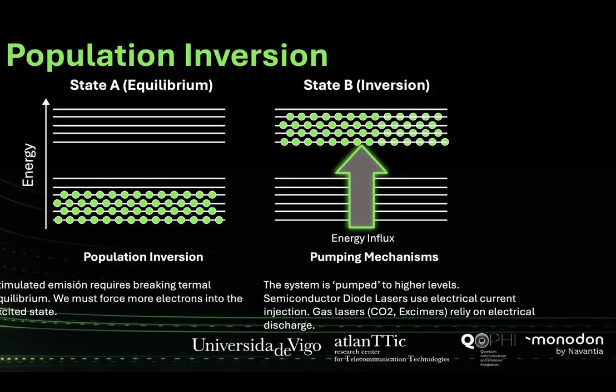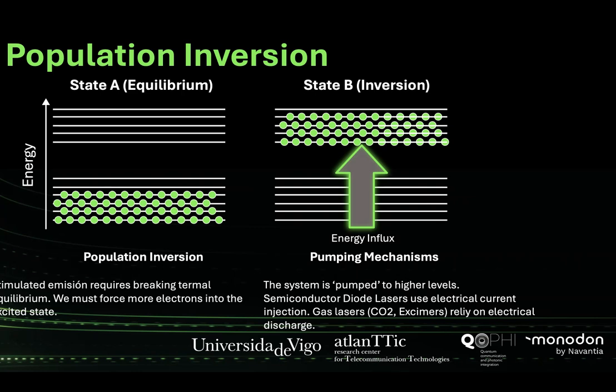Now we arrive at the core principle behind lasers. Under normal thermal equilibrium, most electrons prefer lower energy states. That creates a problem. Stimulated emission only works efficiently if more electrons are already excited than unexcited. This useful condition is called population inversion.